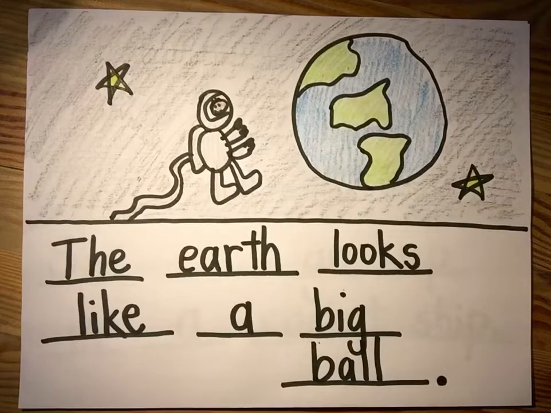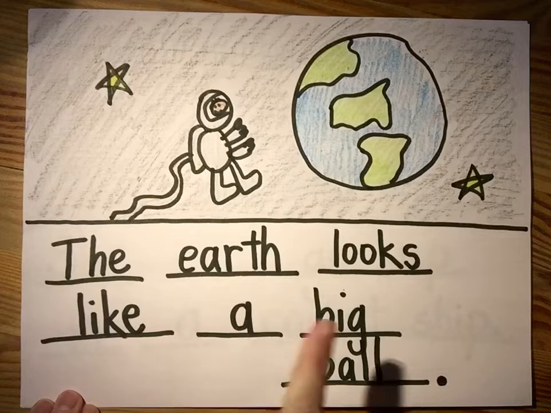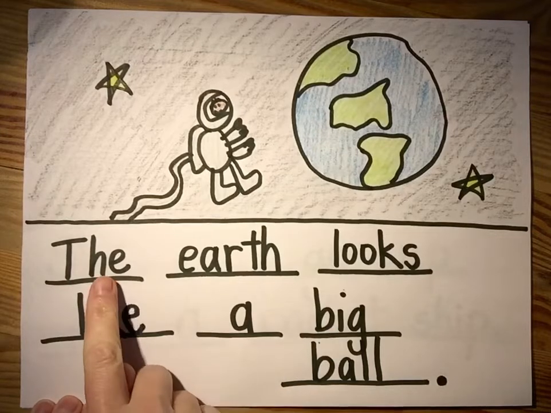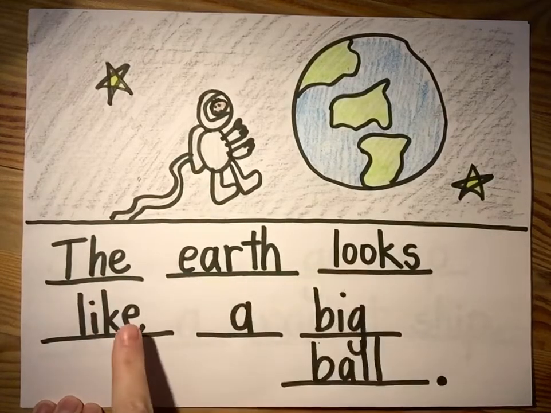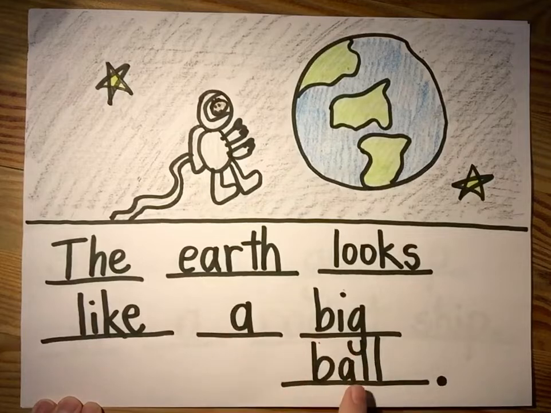We are now on our 4th day of interactive writing. So let's reread what we wrote yesterday and then let's write another page today. All right, let's reread what we wrote yesterday. I'm going to point, let's read it together and then I'll let you read it on your own. The earth looks like a big ball. Now you read it on your own.